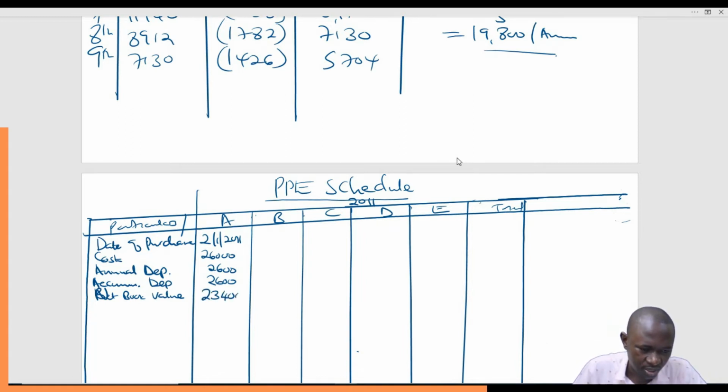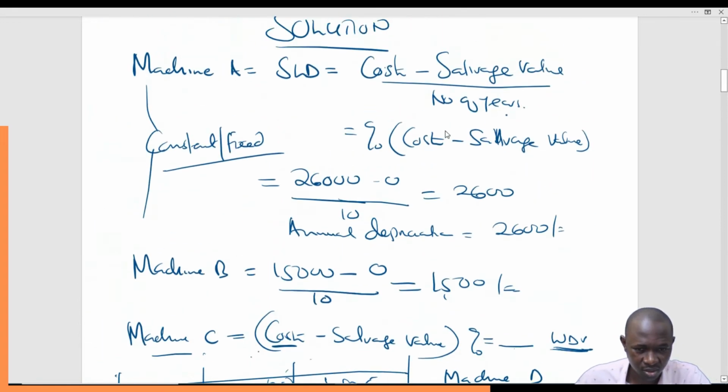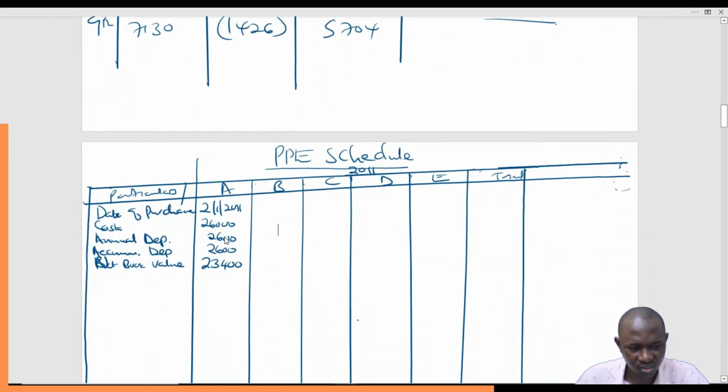So I hope you understand how we've gotten this. 26,000 is the cost from the question. Annual depreciation is worked out here, it's the 10%, 2,600, this figure here. That's what we are working with. Accumulated depreciation is depreciation over the years. For this one, it's still new, so this is the first year of its use. Net book value is cost minus the accumulated depreciation.